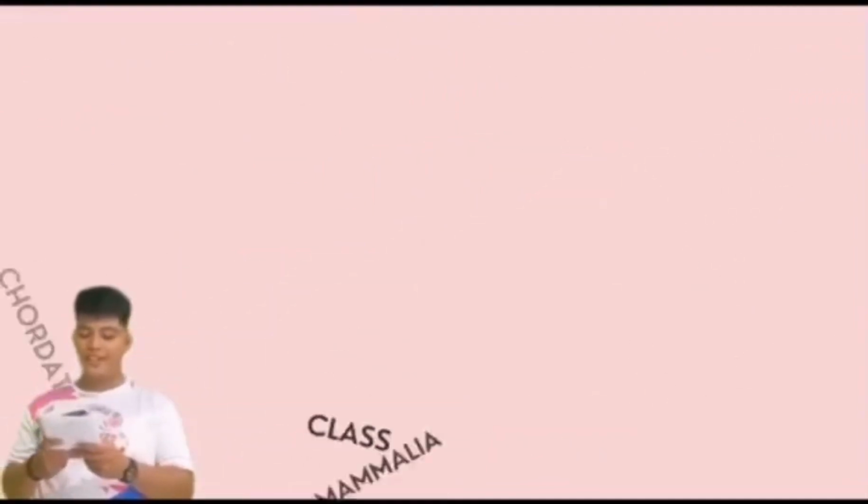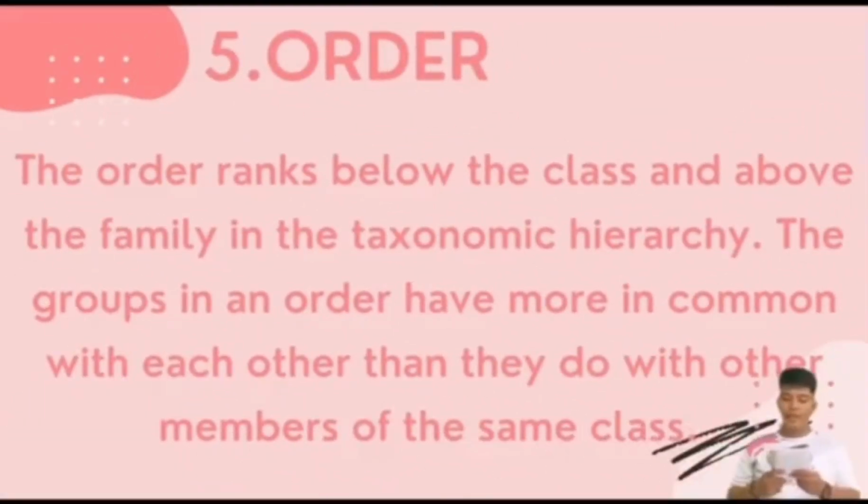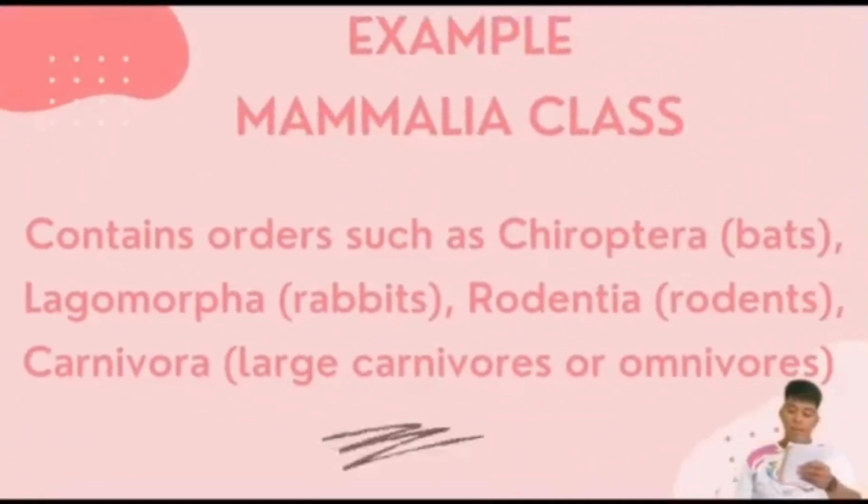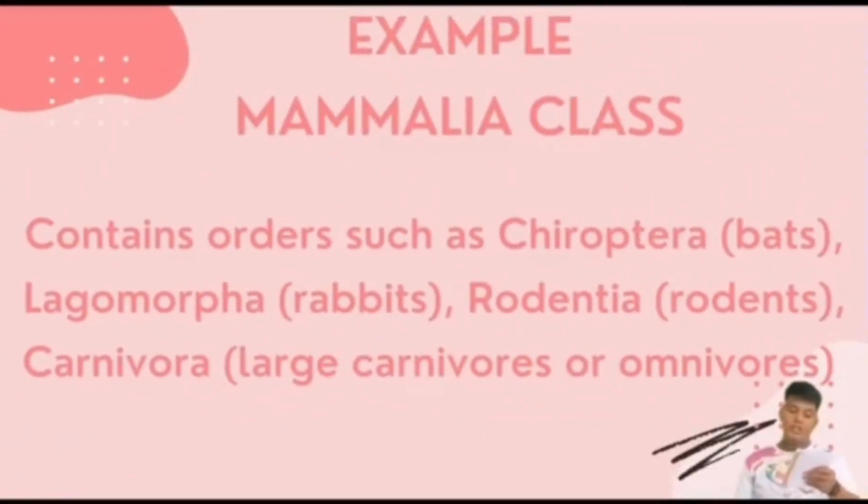So next we have the order. The order ranks below the class and above the family in the taxonomic hierarchy. The groups in each order are more closely related to each other than they are to other members of the same class. Examples of that: the class Mammalia contains orders such as Chiroptera or bats, Lagomorpha or rabbits, Rodentia or rodents, and Carnivora, carnivores or omnivores.